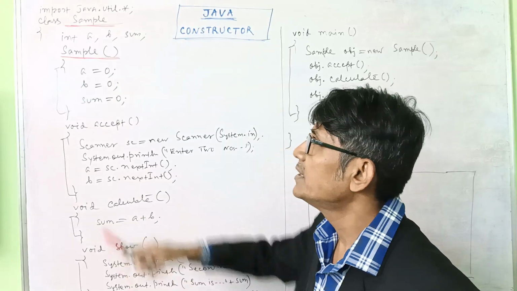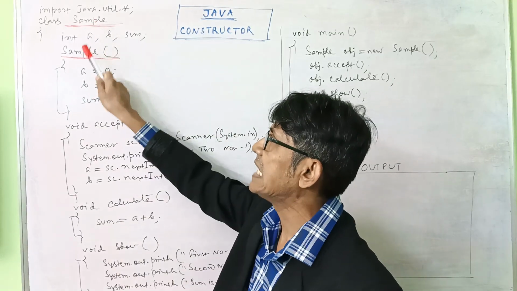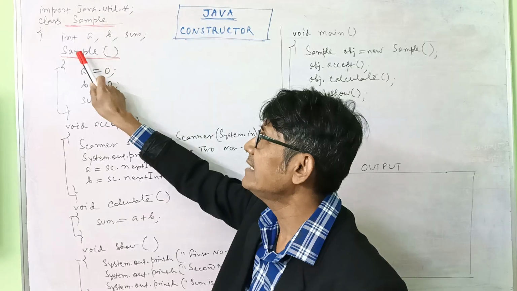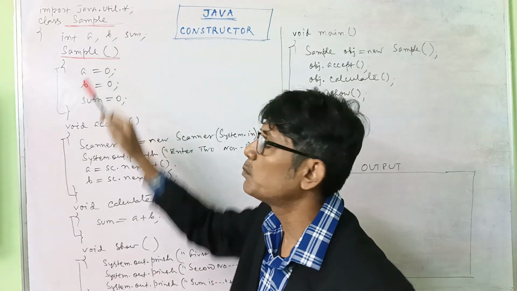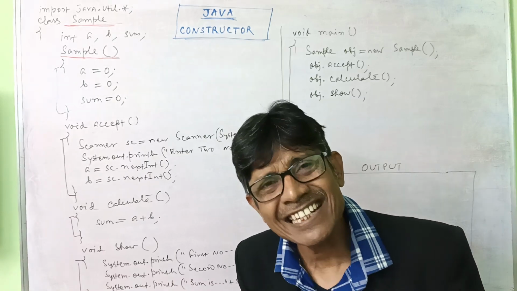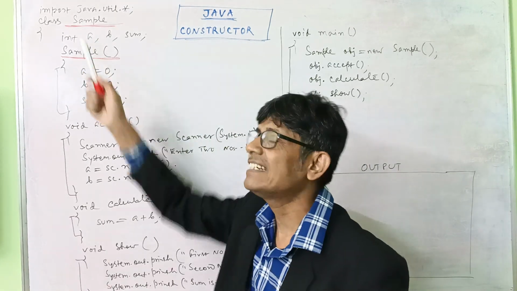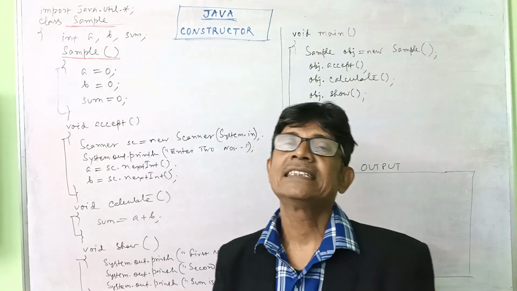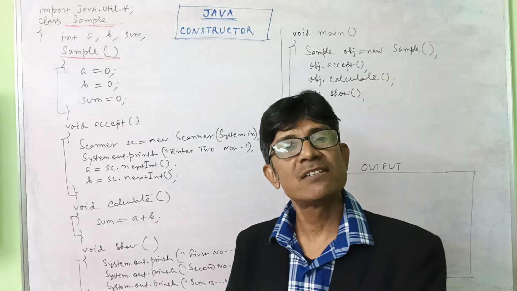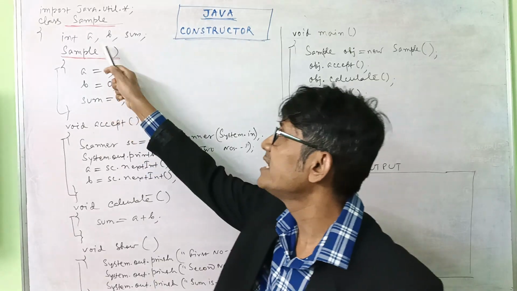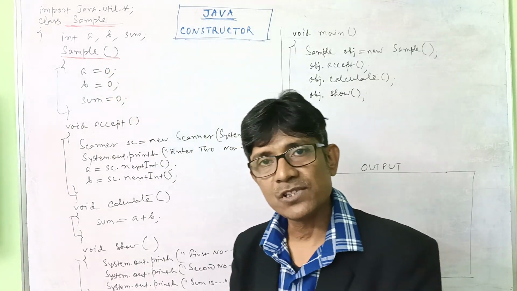So this is called a constructor because this is the class name, and if the function name is the same, that particular block is called a constructor. What is it doing? This a is an integer, and its default value is 0, and b, another integer, has default value 0. Sum is also an integer, and its default value is also 0.